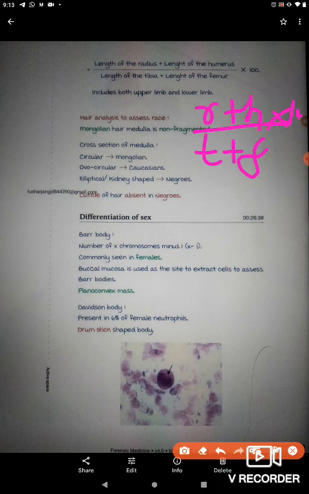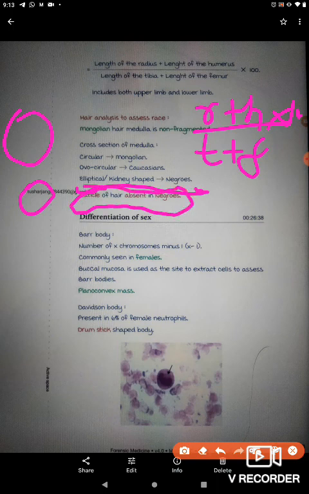Hair analysis is also there. The cross section of the hair is circular in the Mongolian, ovo-circular in the Caucasian, and elliptical or kidney shape in the Negroes. Cuticle of hair is said to be absent in the Negroes. Mongols have medulla, and the hair medulla is non-fragmented in the Mongols.